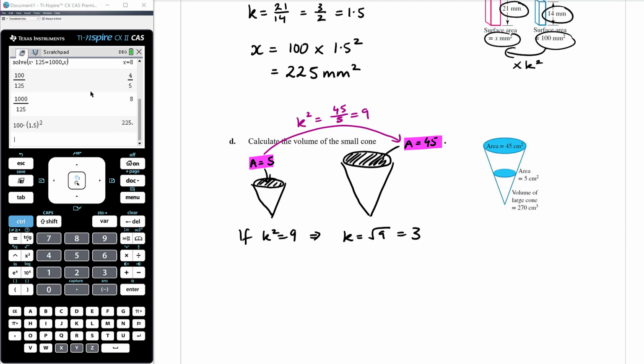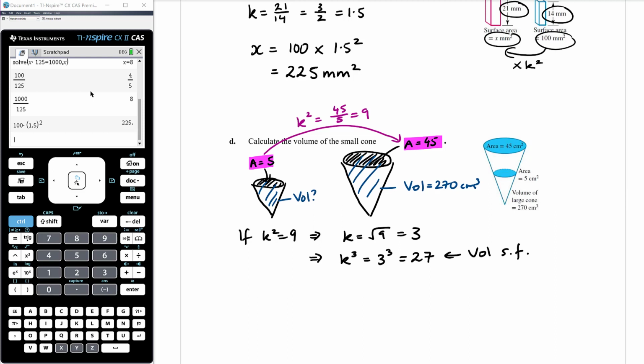And so now, so we've been given the area scale factor, we take the square root to get back to the linear scale factor, so that then we can cube k, so 3 cubed, to find that the volume scale factor is 27. Okay, and so we've got the volume of the larger cone. Okay, so the volume is 270 centimeters cubed, and we want to know what this volume is.